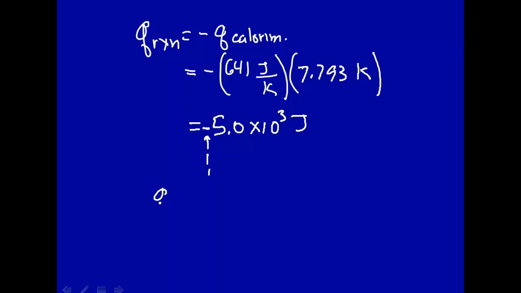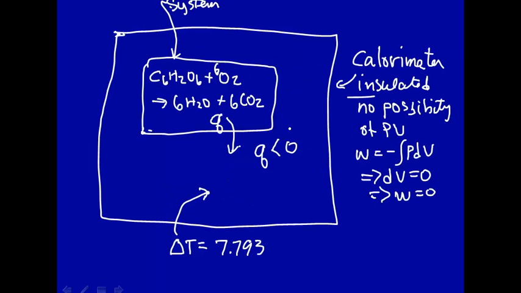Note that here Q is less than 0 for the reaction. This implies that the reaction is exothermic. In other words, the surroundings heat up. That's just what we have here. It's exothermic. The surroundings heated up by 7.793 delta T.